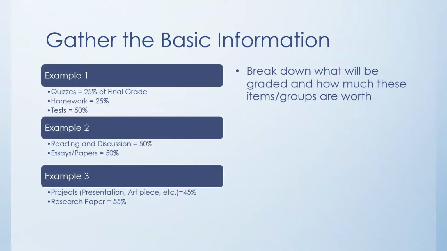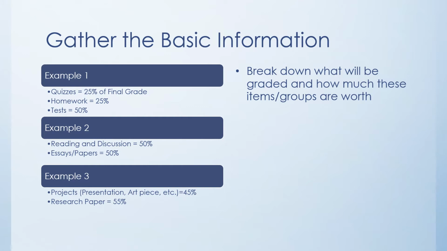Okay, so now we are on to kind of the breakdown. So if quizzes, homework, and tests are going to make up the final grade for a class, what's the breakdown? So for example, quizzes could be 25% of a final grade, homework could be another 25%, and tests would be equal to 50%. Another example would be reading and discussion could be 50% of a grade. Essays and papers could be the other 50%. It depends on each class.